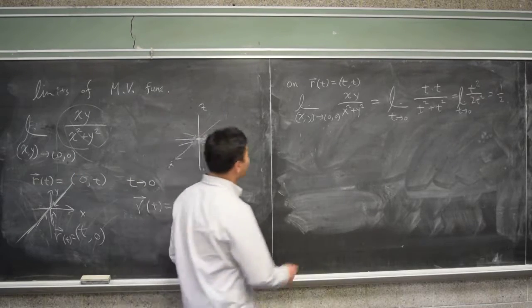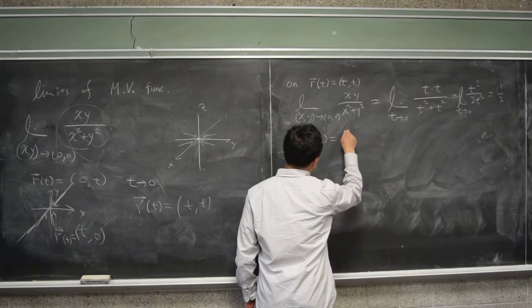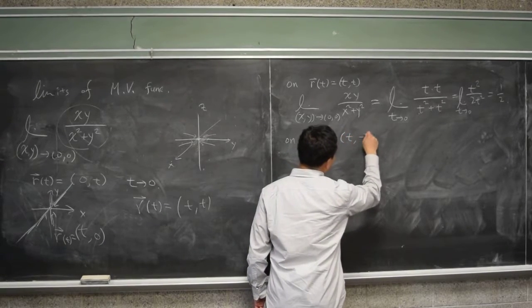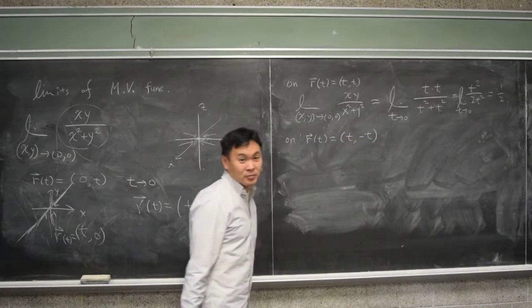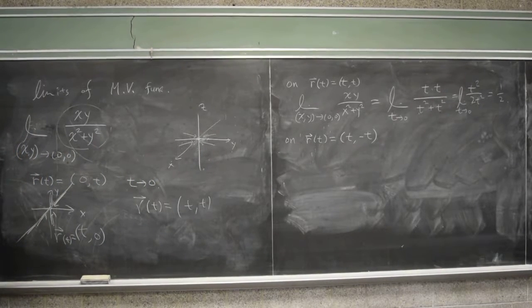Now let me show you something else. What if you have r of t equal to t comma negative t? What kind of line is this one? What's the t comma negative t? What path is it?